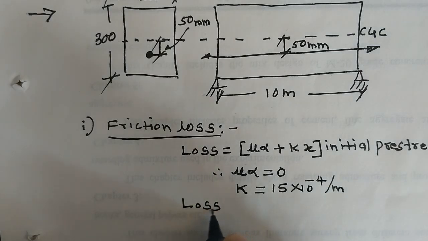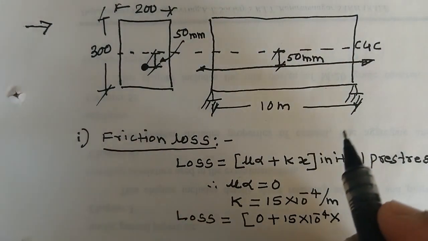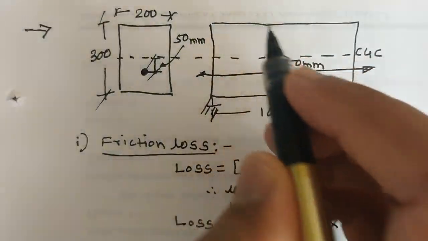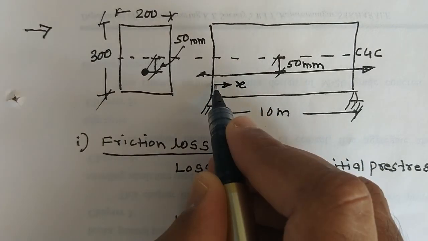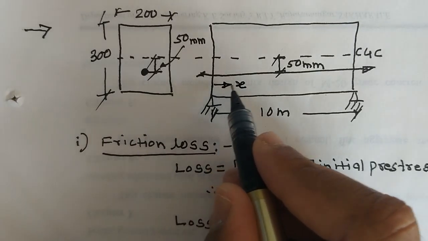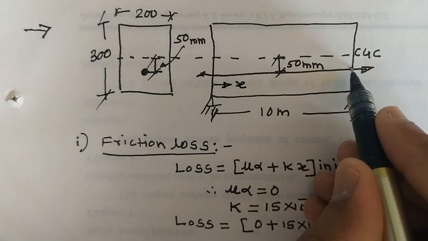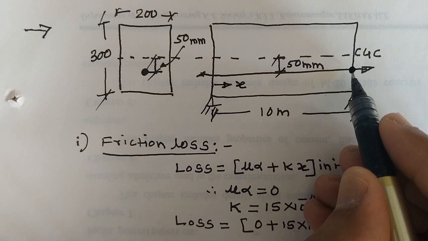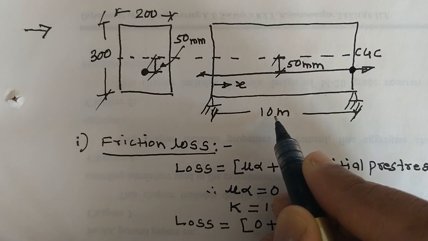So the loss is equal to, this mu alpha term is 0. You have to put directly this term 15 into 10 raised to minus 4 multiplied by x. X means the distance from jacking end. Let us consider this as jacking end. So from this end you have to consider the x, and x is the distance from jacking end where the maximum loss is developed. So at the remote end generally maximum loss is developed. So in this case the x is equal to 10 meter.